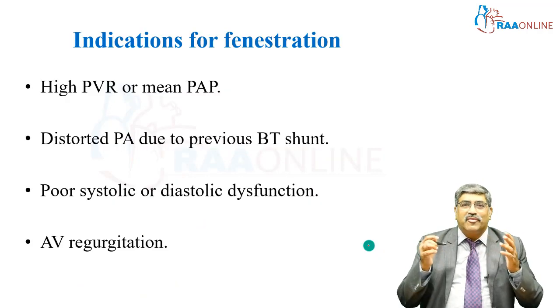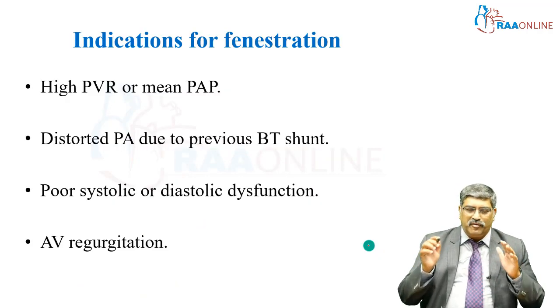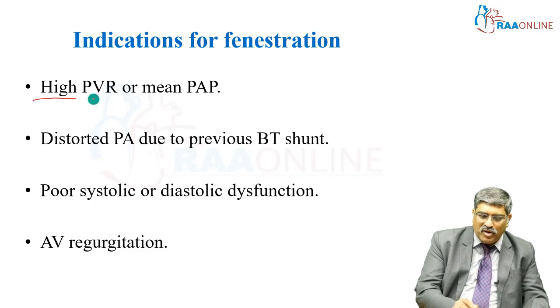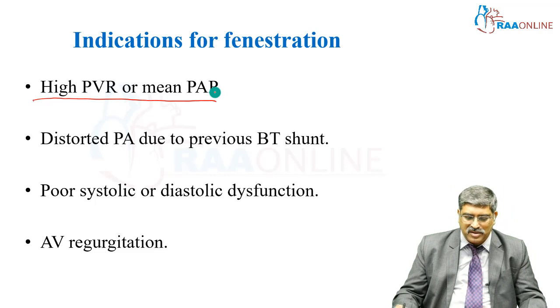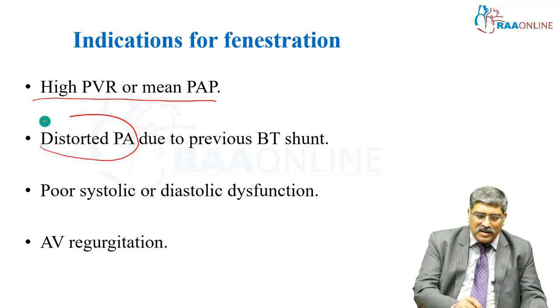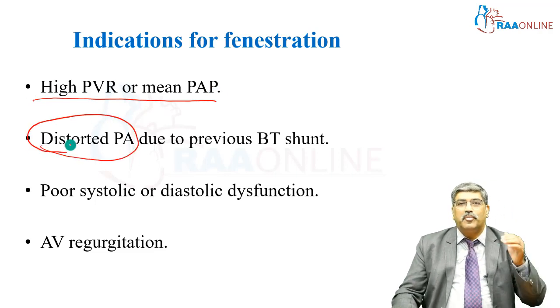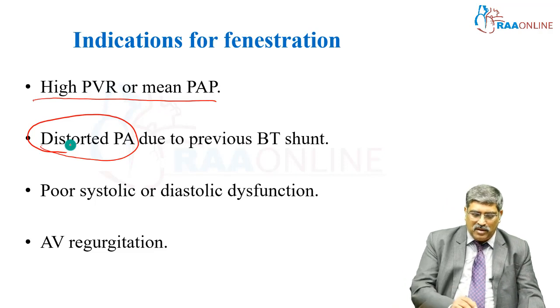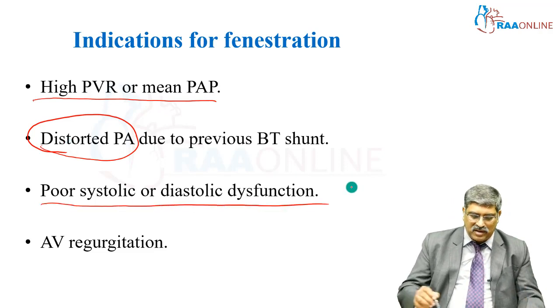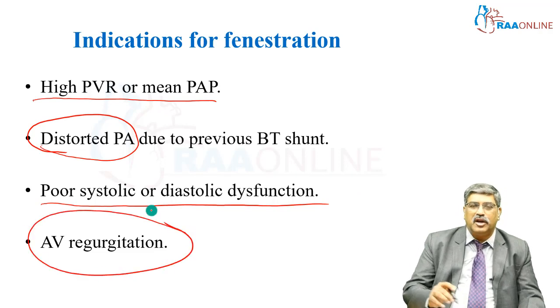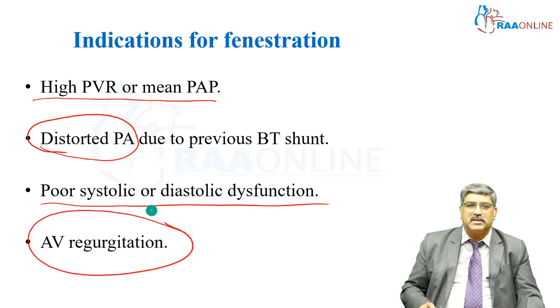And what are the various indications for fenestrating the Fontan? When you have high pulmonary vascular resistance or mean pulmonary artery pressure, your pulmonary artery is disordered due to a previous BT shunt, when the ventricle is poor, with systolic or diastolic dysfunction, and a lot of atrioventricular regurgitation.